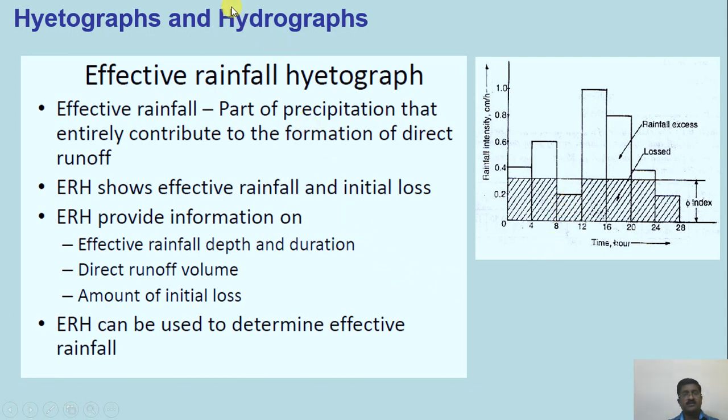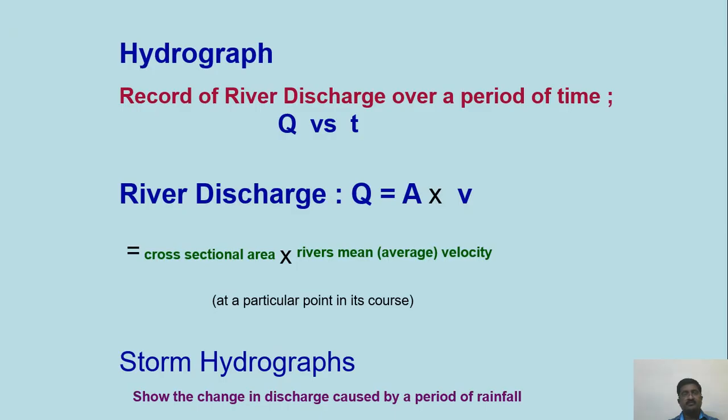So hydrographs are plotted against discharge and time. This is the difference between these two types of graphs. So today we are going to discuss regarding the hydrographs. Now hydrograph is the record of river discharge over a period of time, which is Q versus T, that is discharge versus time. Now the river discharge can be calculated as Q, which is A multiplied by V.